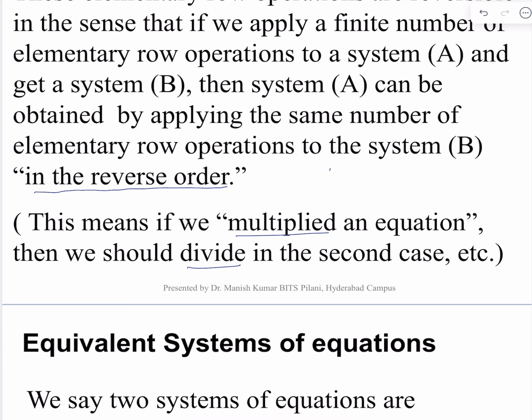So if you have some matrix A, and you convert it using an elementary row operation to get another matrix B, suppose you have applied 2 times R1, then in that case you have to apply 1 by 2 times R1. So whatever the row is, let's say 1 2, then it becomes 2 4. Then if you multiply by 1 by 2, you will get back your original matrix A. Okay, so this is the meaning of reverse order.